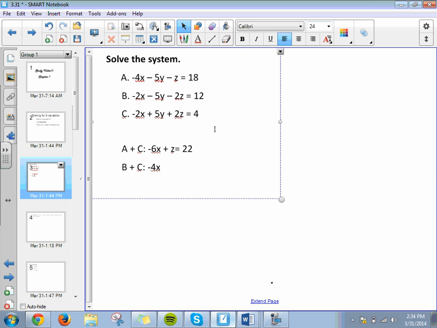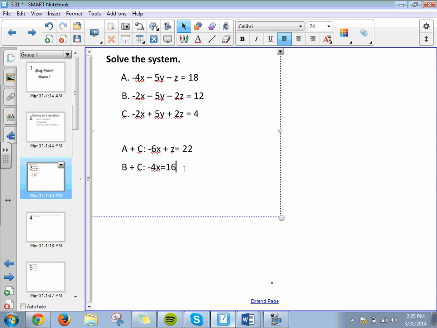My y's cancel out, and then I am left with, looks like my z's are also going to end up canceling out, so that'll end up being equal to 16. So with this one, it was even nicer. Worked out for us very well. We got that negative 4x is equal to 16.